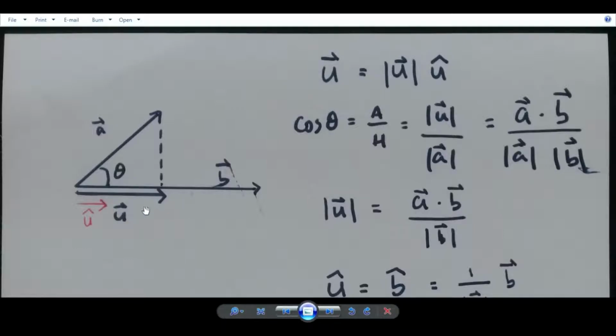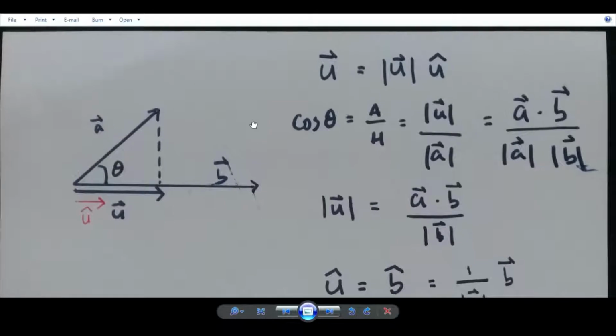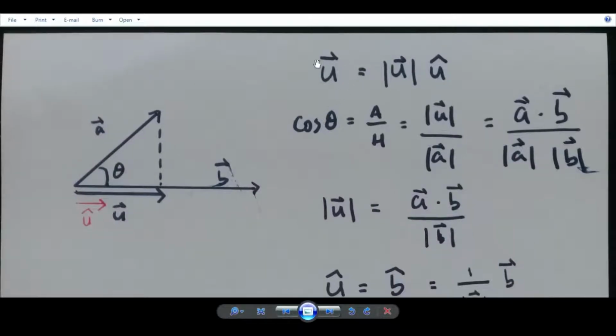So U is a vector, and just thinking about vectors more in general, what is a vector? It's a magnitude and a direction. So I want to know the magnitude of U, and I want to multiply it by the unit vector, which I'm going to call U hat, which has a magnitude of 1 and gives us an indication of direction. So we've got magnitude and direction. That's exactly what a vector is.